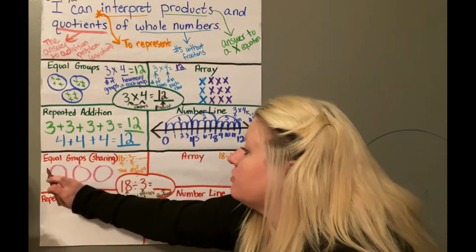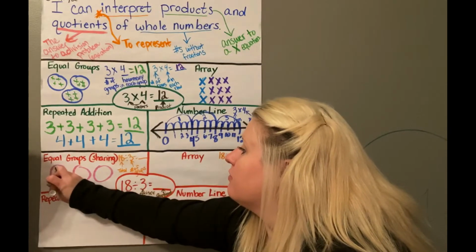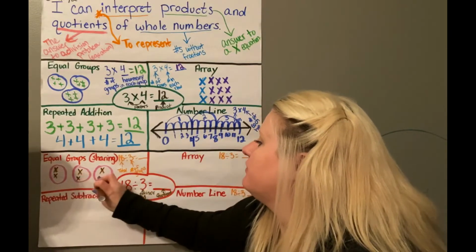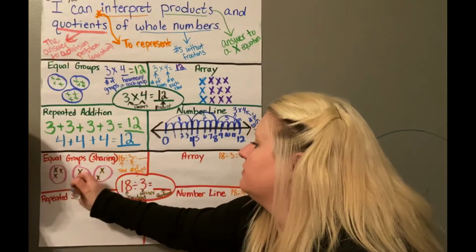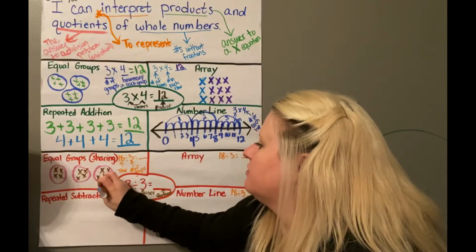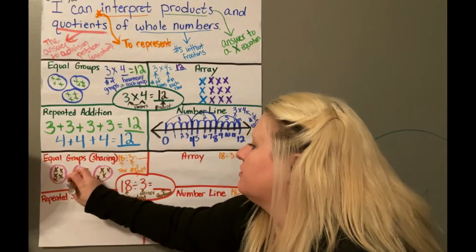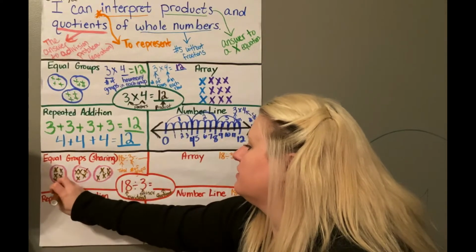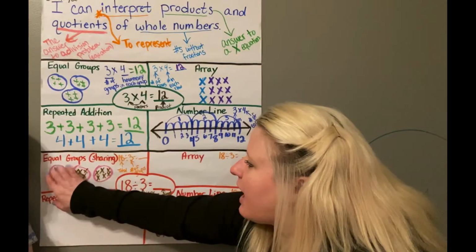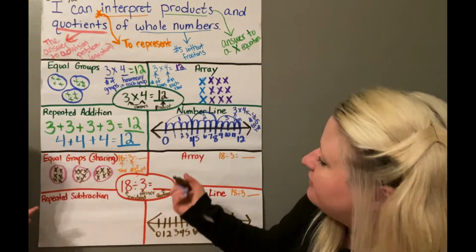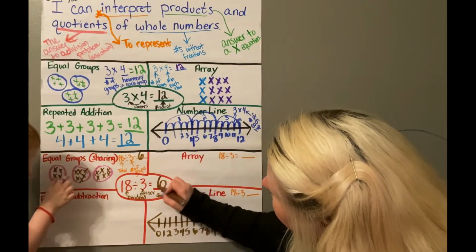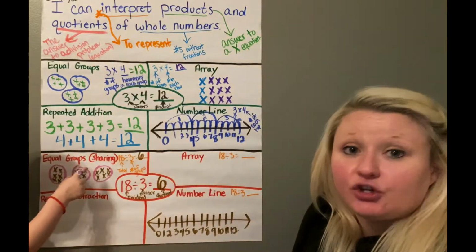So 1, 2, 3, 4, 5, 6, 7, 8, 9, 10, 11, 12, 13, 14, 15, 16, 17, 18. So I should have the same in each. So I have my quotient. It's going to be 6. So there's going to be 6 in each group.